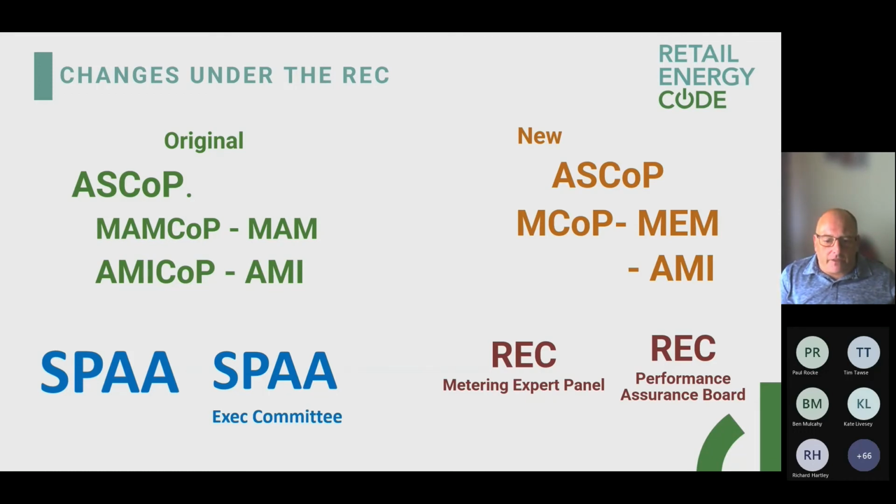Now, before, when we looked at the original slides, we looked at Xoserve, we looked at Ofgem, we looked at all sorts of HSE and all sorts of other things. All those other areas sit outside the REC. So even though the REC may have input and they may have questions and they may have impacts and everything else, they are not under the direct control of the REC. What we're talking about here are the only things that they have direct control over.